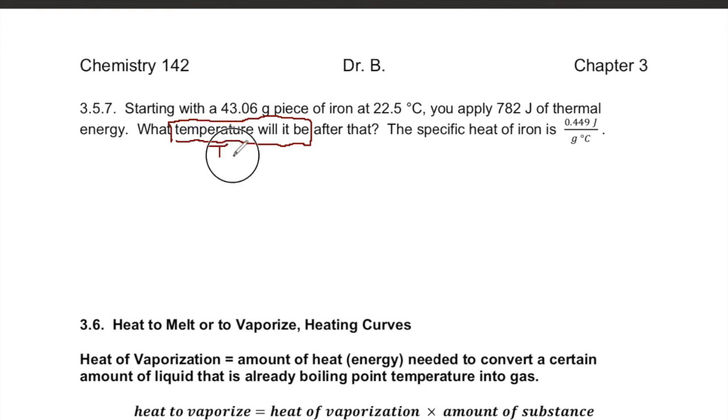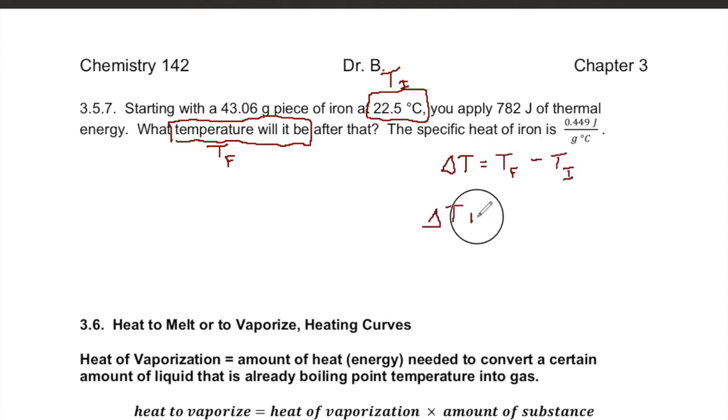So this is the final temperature. We know the initial temperature, and we want to know the final temperature. We know that the temperature change is the final minus the initial. So if we add the initial temperature to both sides, we can see that the final temperature can be obtained by adding the change in temperature to the initial temperature. And that makes sense. If this is our initial temperature, 22.5, and we discover that there is a 10-degree temperature change, then it will end up at 32.5.